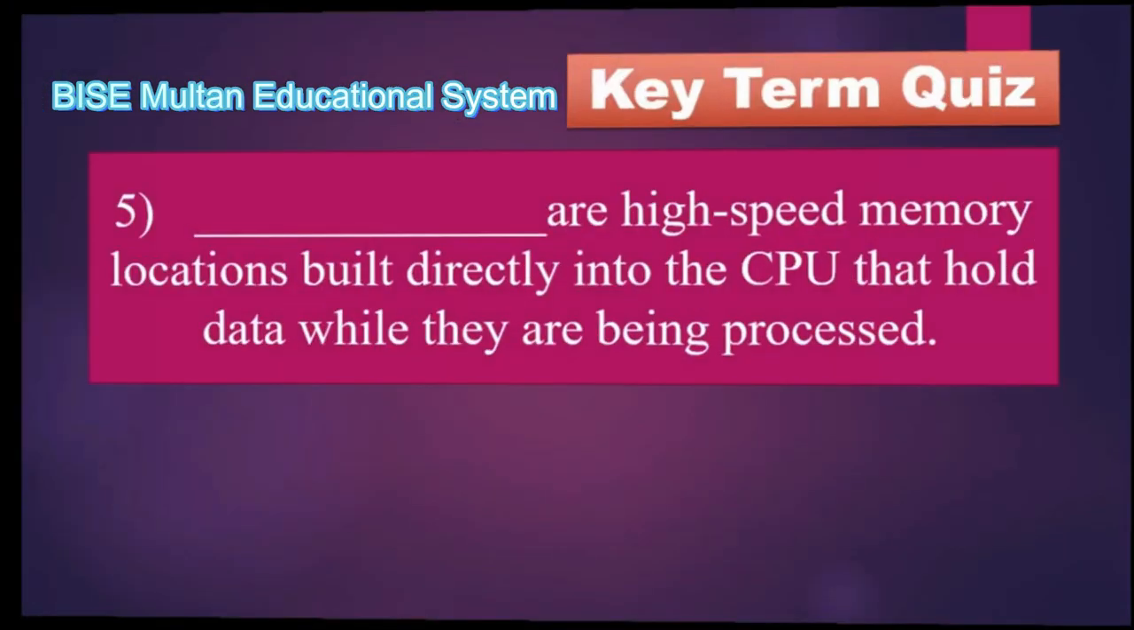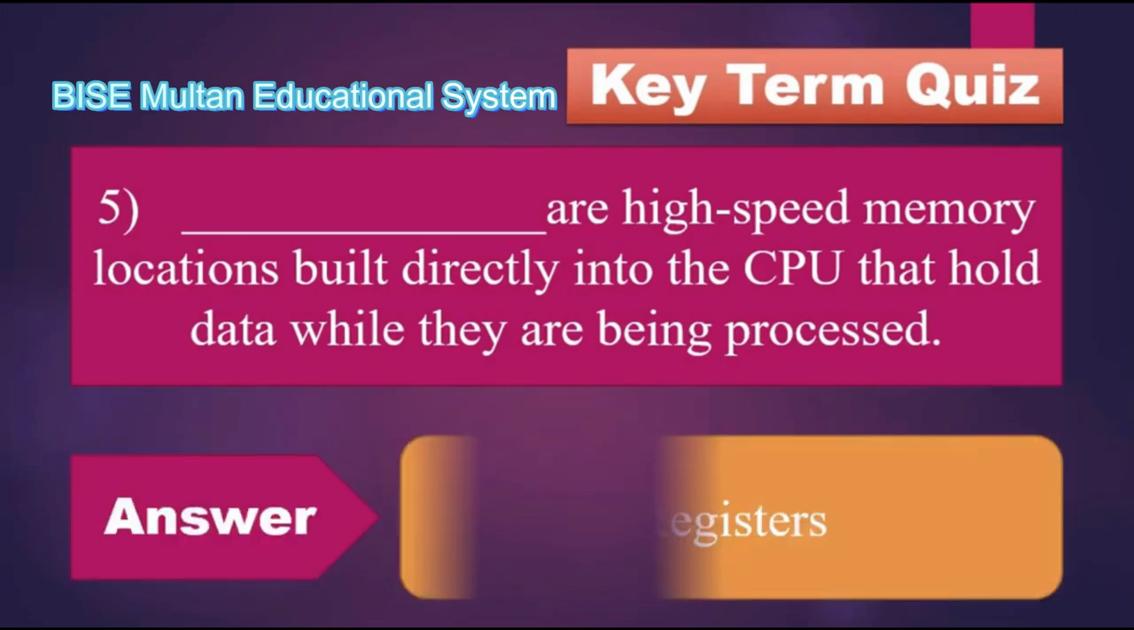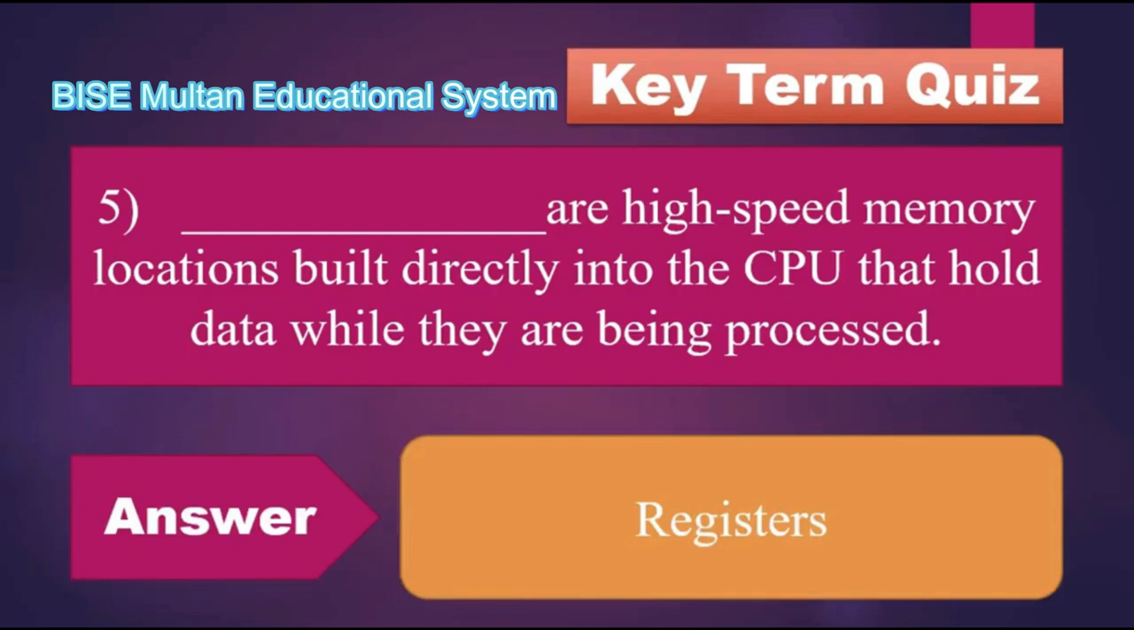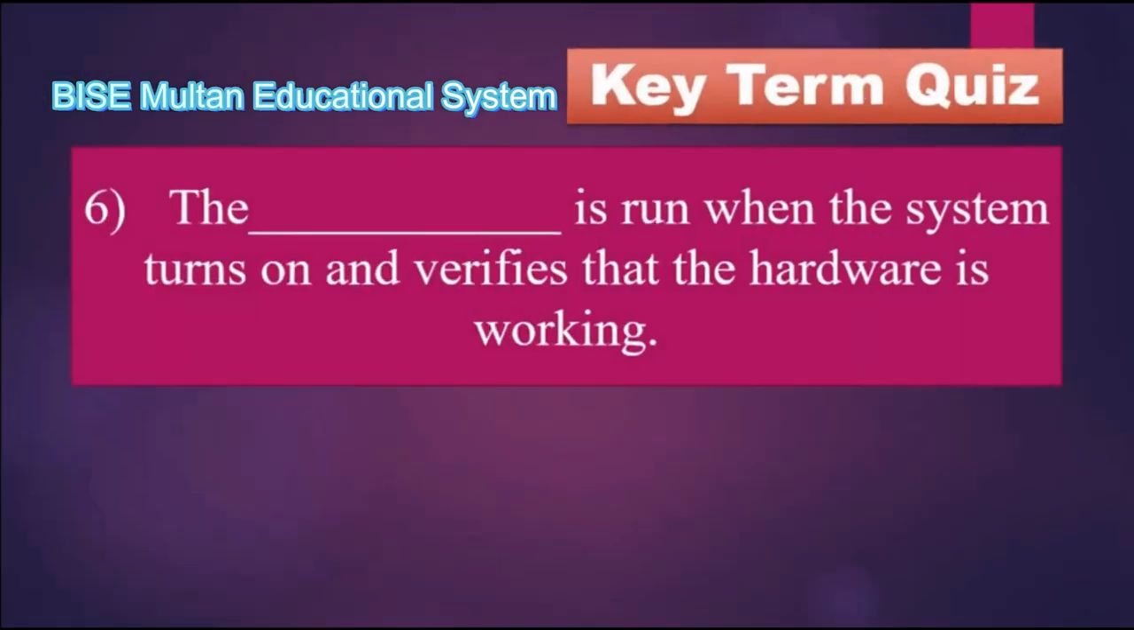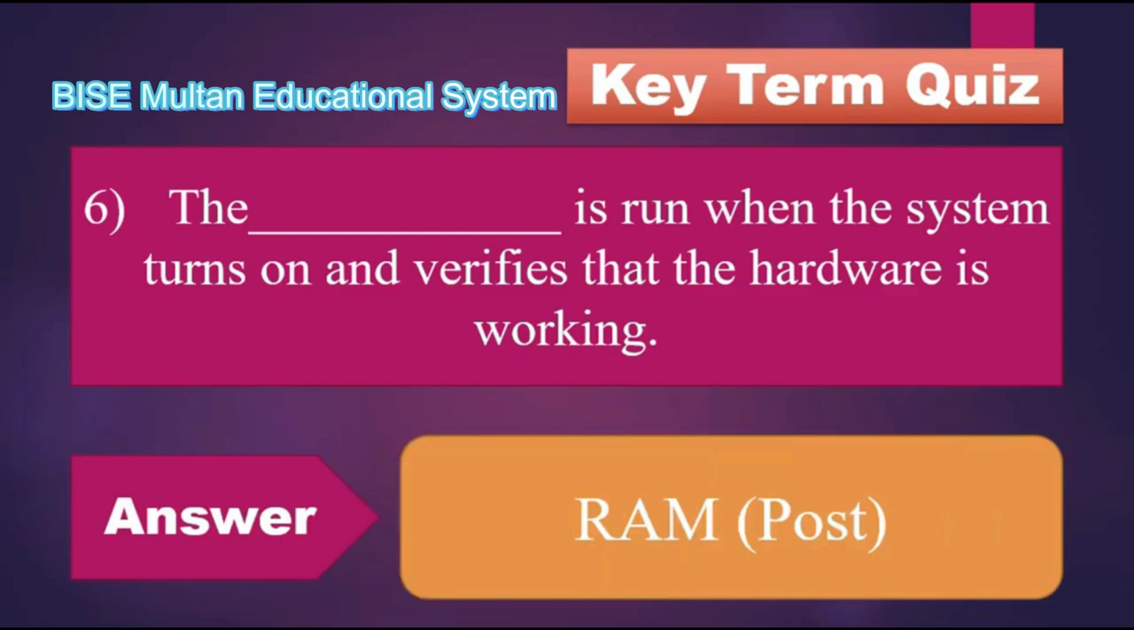Question number 5: Dash are high speed memory locations built directly into the CPU and hold data while they are being processed. The answer is registers. Question number 6: The dash is run when the system turns on and verifies that the hardware is working. The answer is RAM.